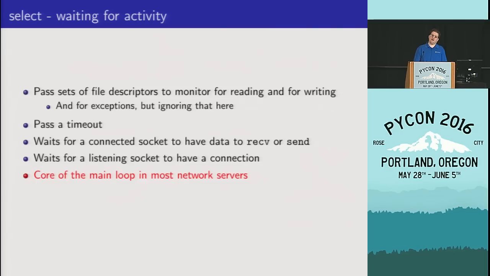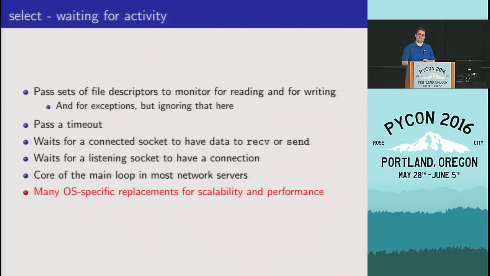Select is actually the core of the main loop in the majority of network servers out there, either select itself or one of the more advanced OS-specific replacements like epoll or kqueue or any number of other mechanisms to make this more scalable. But the core of most network servers is, I have a giant pile of sockets. Which of them can I do something with right now? So that's the C interface.